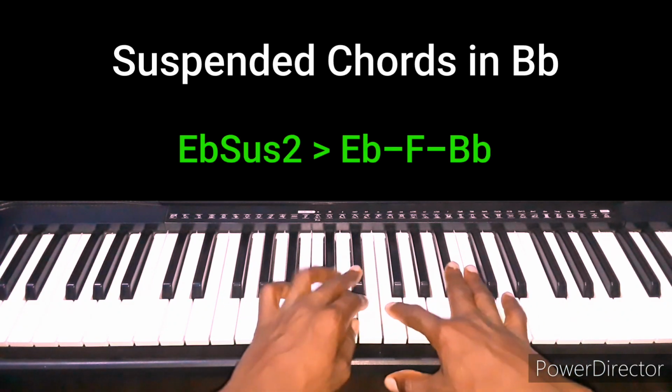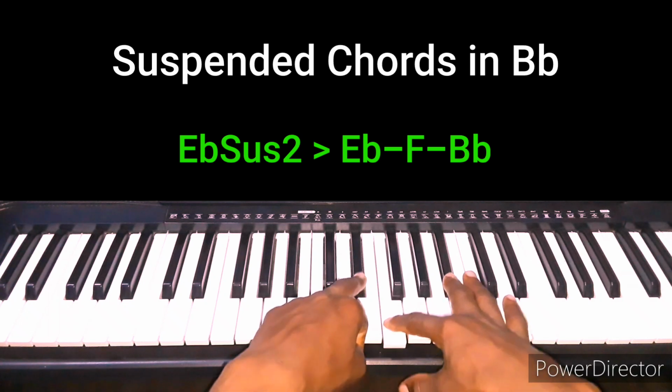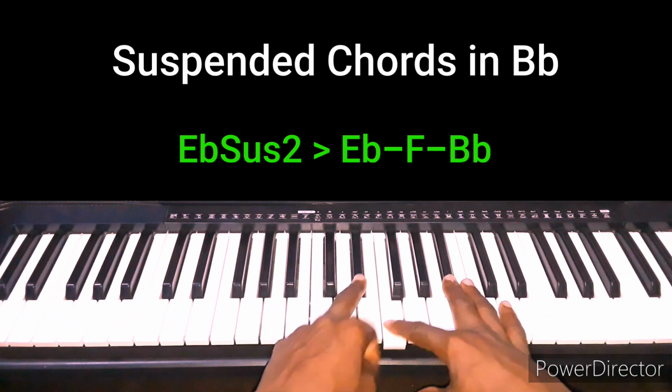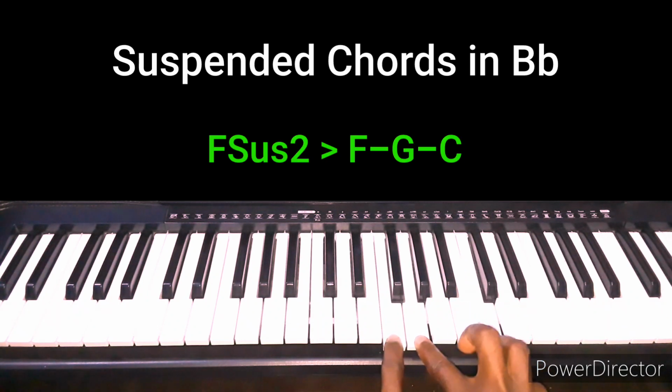Okay, so that will be sus 2 of the E flat, and we can still have a sus 2 of the 5, which is F sus 2.